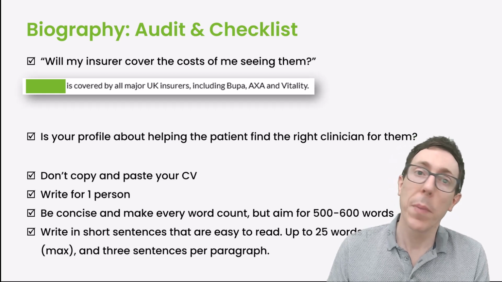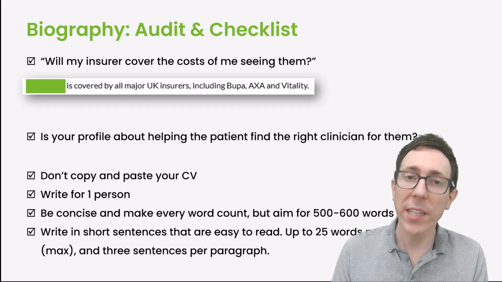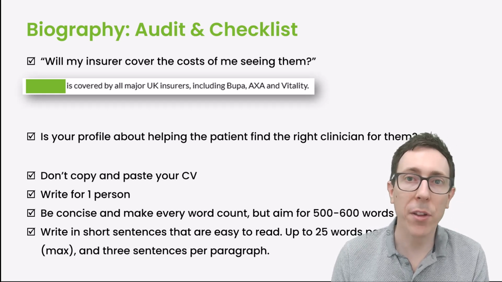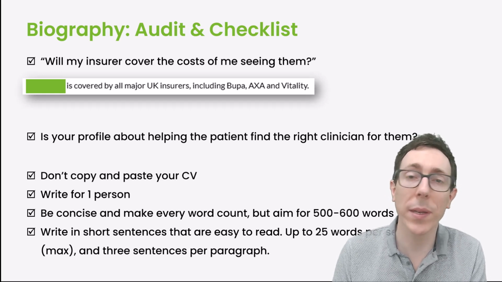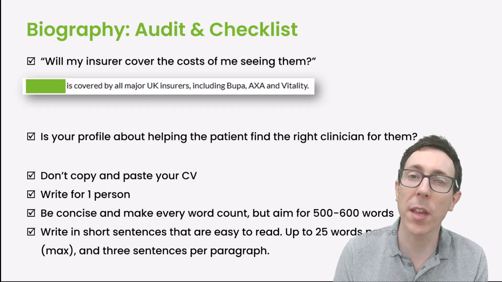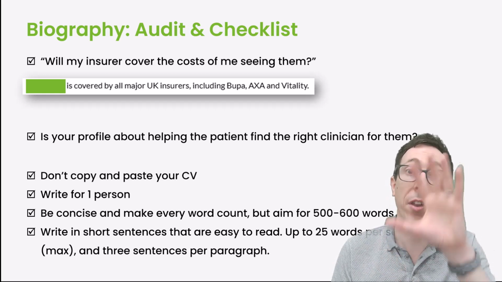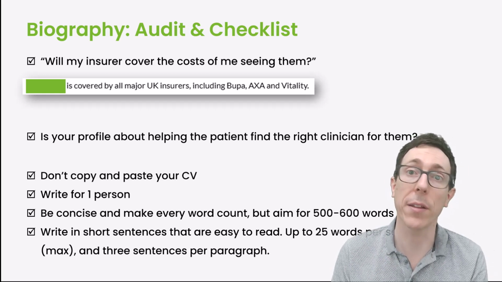And lastly, people skim read online. Write in short sentences and keep paragraphs short. As an absolute max, go for 25 words per sentence, but even that's probably too much. Aim for 20 really, and 3 sentences per paragraph. And that gives you lots of white space around your text rather than a big wall of text that isn't so easily read or skim read.